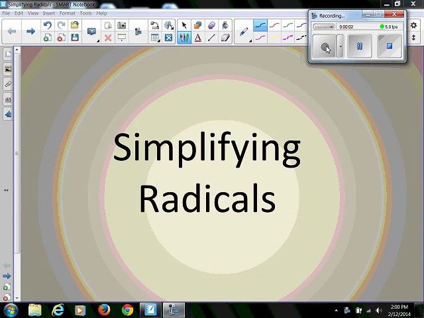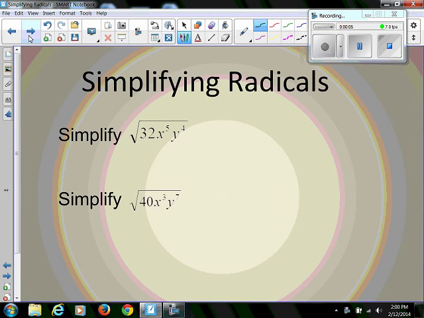Today's lesson is on simplifying radicals. Let's look at this first example. First thing, let's break it into several pieces here. Square root of 32. First thing I'm going to do is take that.